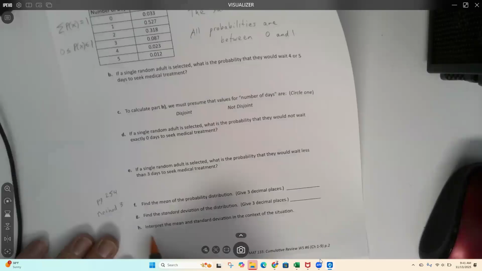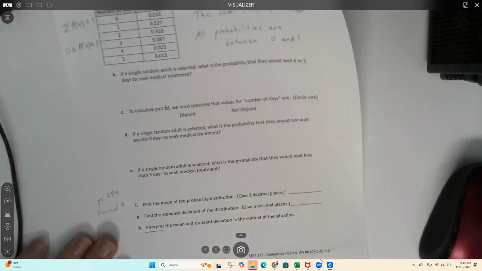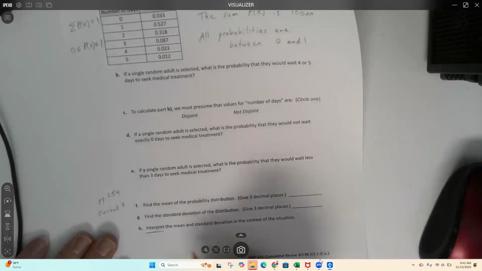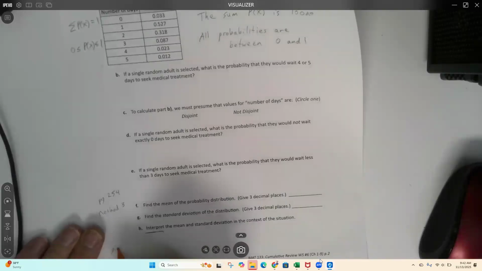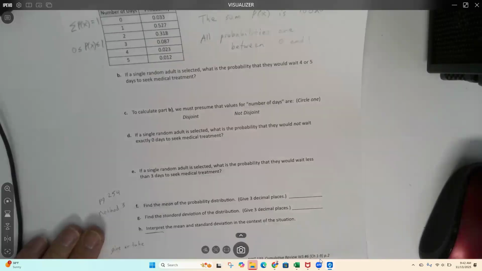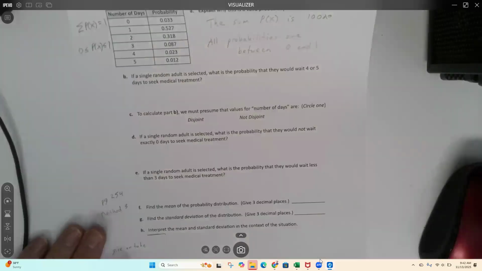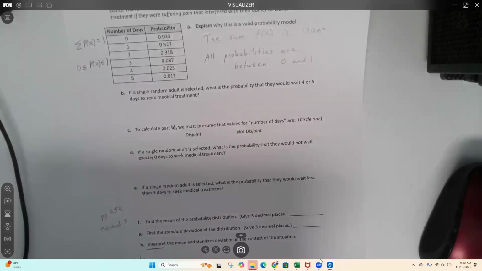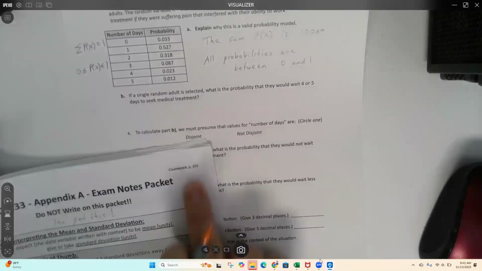And then don't forget to interpret. And that's going to use our give or take script. Find that on page 253 at the top.